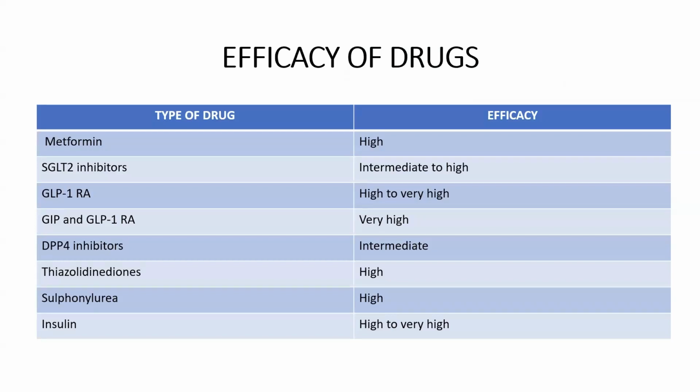Out of them, metformin has a high efficacy, and the GIP and GLP-1 receptor agonist combination drug has a very high efficacy, and GLP-1 receptor agonist also has a high to very high efficacy. And sulfonylureas, thiazolidinediones also have a high efficacy. And insulin also has a high to very high efficacy. And SGLT2 inhibitors have an intermediate to high efficacy. And the sitagliptin DPP-4 inhibitors have an intermediate efficacy.